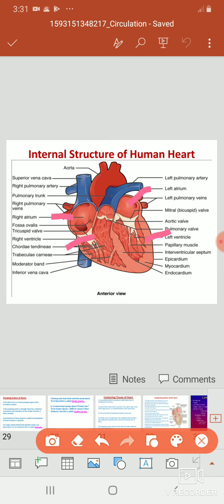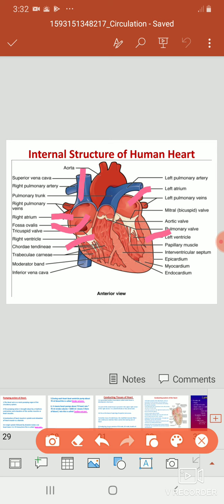The atria are thin-walled receiving chambers of the heart. They are separated from each other by the interatrial septum. The interatrial septum has an oval depression called the fossa ovalis. It is a remnant of the embryonic aperture called the foramen ovale.